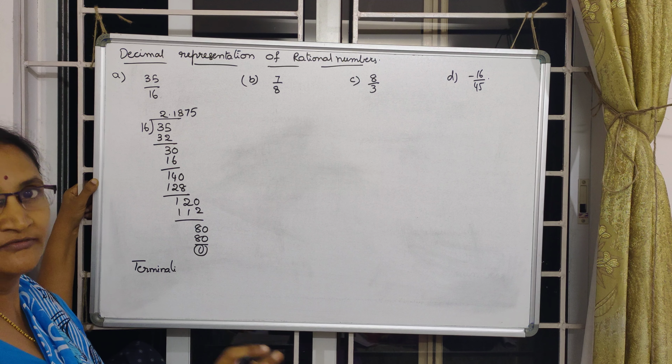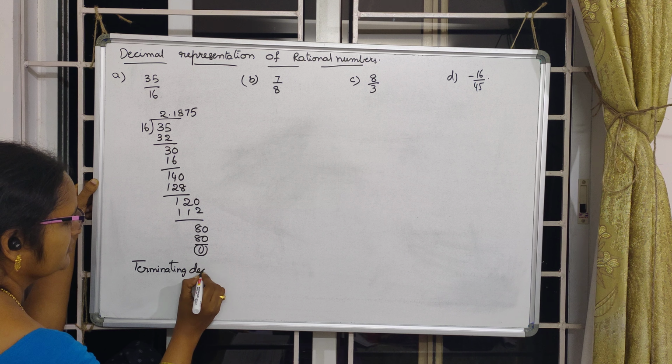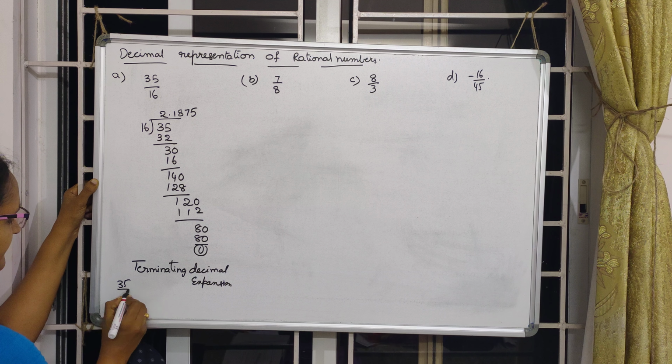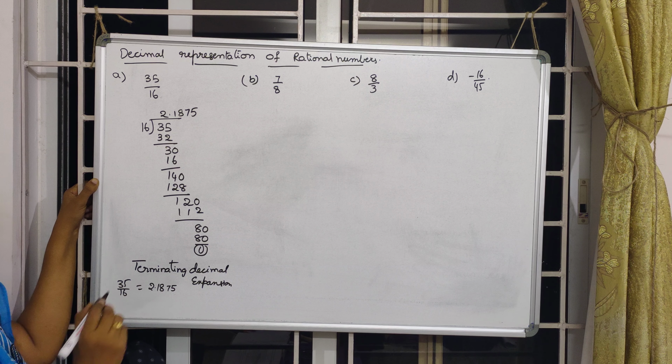Terminating, it stops after certain period. Terminating decimal expansion. This is terminating decimal expansion, like 35 by 16 equal to 2.1875 decimal expansion.